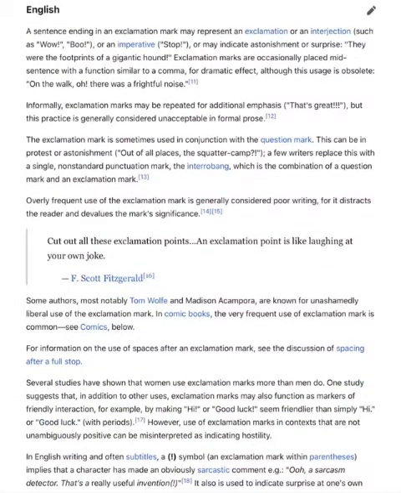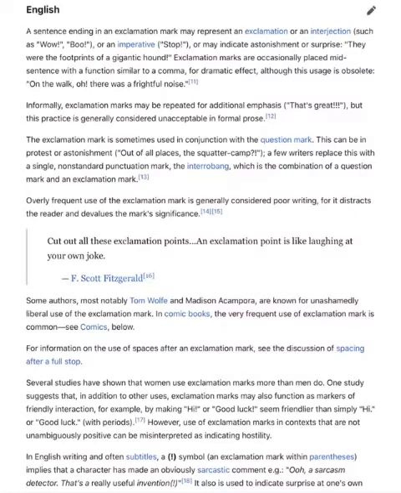English. A sentence ending in an exclamation mark may represent an exclamation or an interjection such as "wow" or "boo", or an imperative such as "stop", or may indicate astonishment or surprise. "They were the footprints of a gigantic hound!"